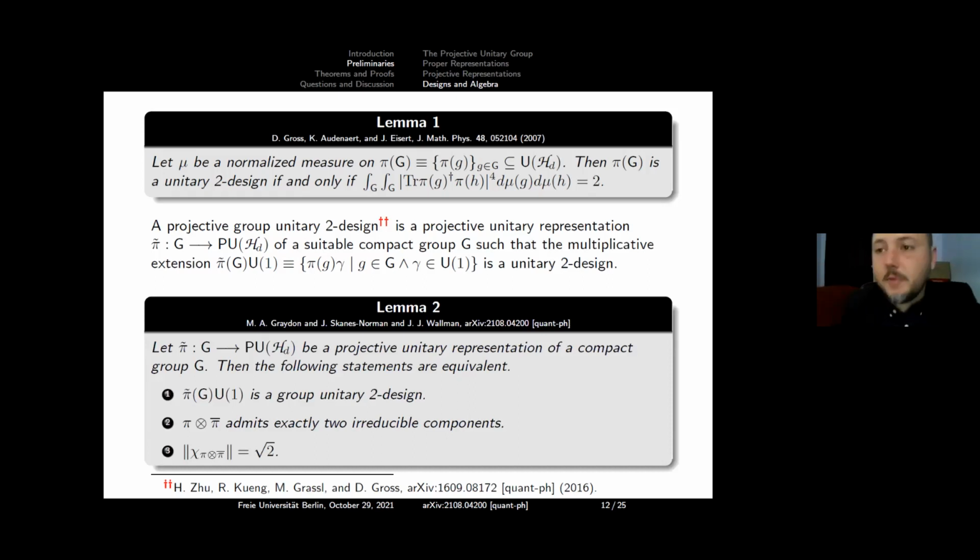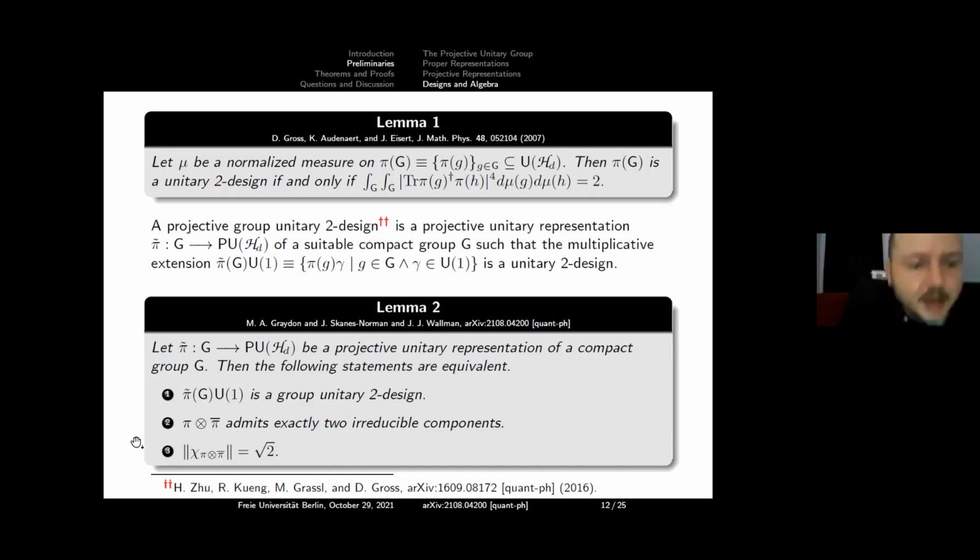I'm going to prove it right now, and I'm going to prove the equivalence of 2 and 3 using words. So 2 and 3 is just group theory. If you remember, the square of the norm of a character is the sum of the squares of the multiplicities of the irreducible components of the representation in question. So when that number is 2, there have to be exactly 2 irreps. It's actually a special property of the number 2. So that's why 2 and 3 are equivalent. It's just some standard group theory.